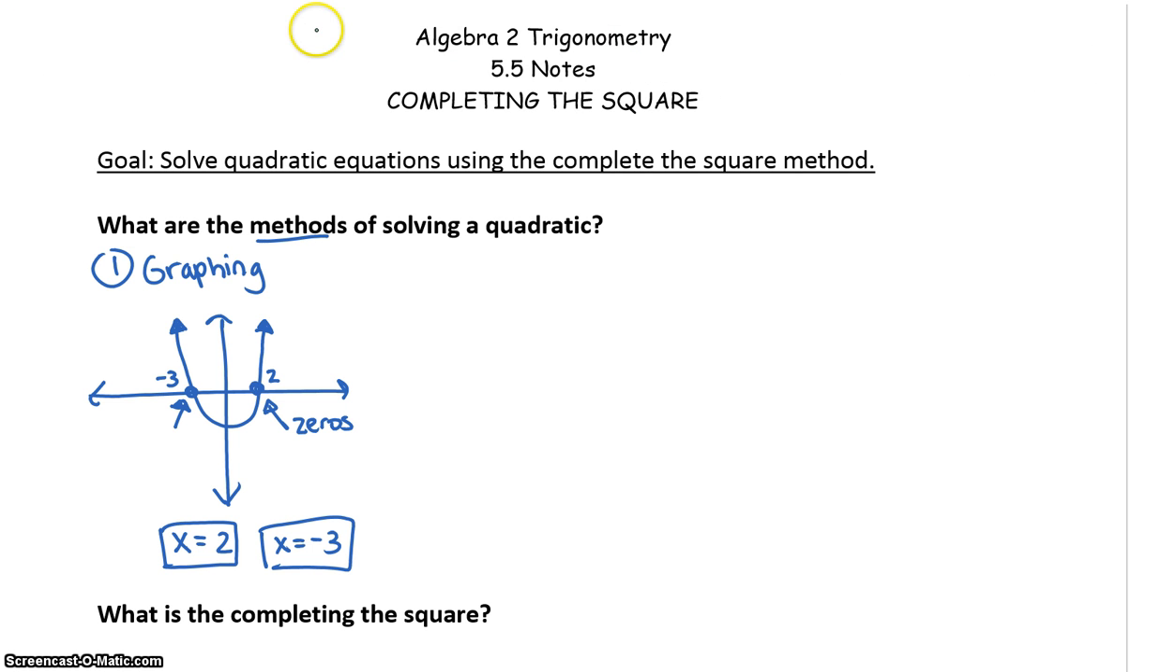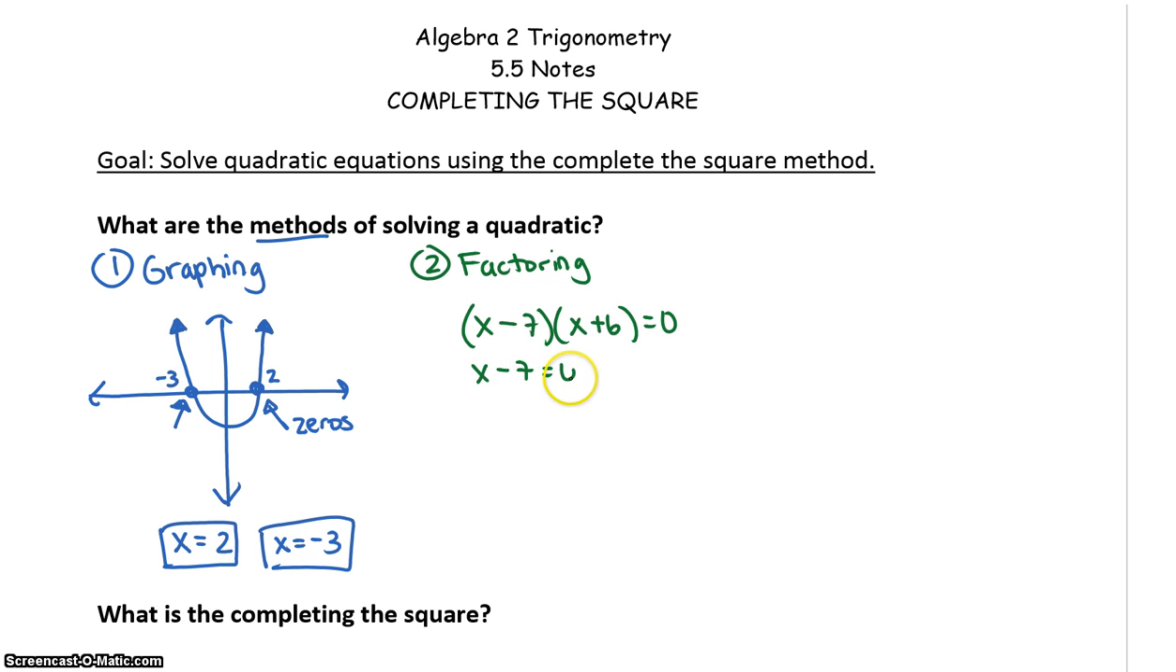From there we went into a second method, which was by factoring. So we solved using factoring, and we factored quadratics into factors such as x minus 7 and x plus 6 equals 0. Then we set each factor equal to 0 and solved for each x value. So x in this case equals 7, and x equals -6. Those were our solutions using the factoring method.